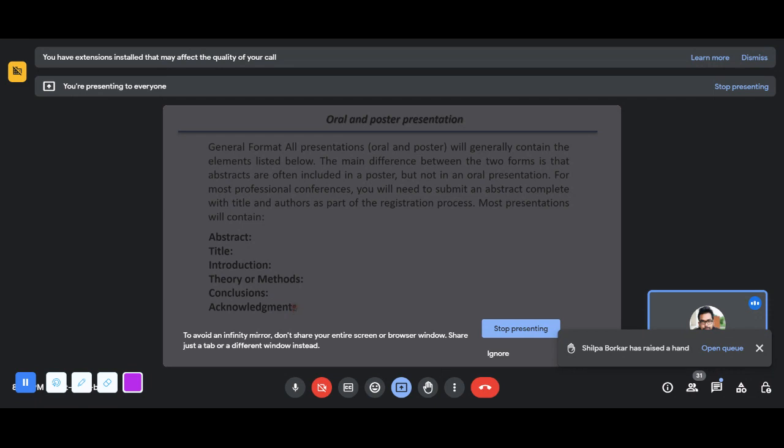Okay, so acknowledgements is mostly the funding agencies and the research facilities that helped you in doing the work.